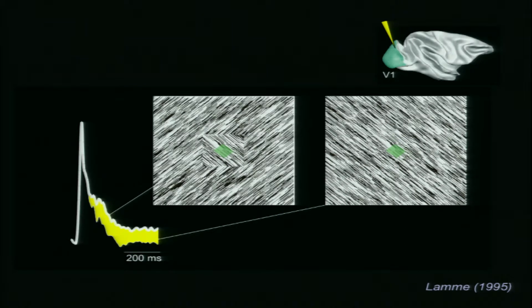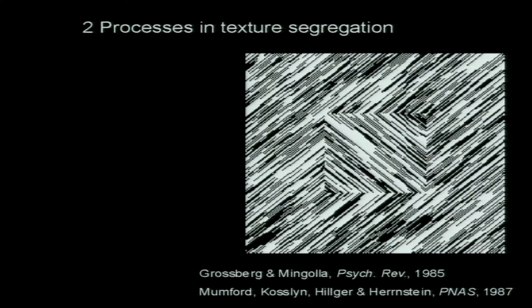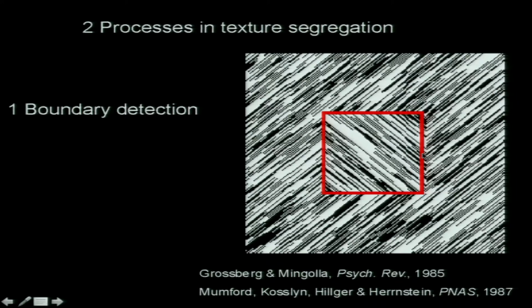Okay, so how does this work? It's a good idea to look into the psychological literature, and you'll find that psychologists typically propose that there are two mechanisms for figure-ground segregation. The first process is what they call a boundary process. That is a process that is sensitive to those feature discontinuities that happen at boundaries. So that's boundary detection.